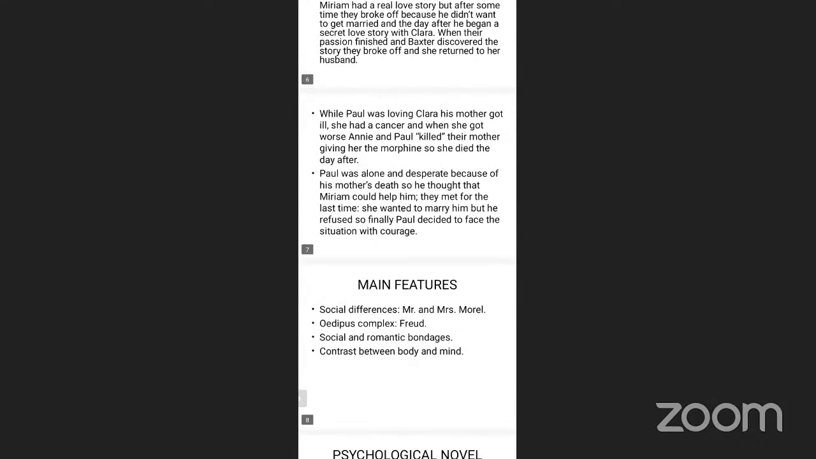Okay, now when their passion finished and Baxter discovered the story, they broke up and she returned to her husband. Now what happened during this time? This Paul is a guy who loves to be as free, as carefree, as irresponsible as he can be. So he used to fly from one flat to another flat. This was the nature of that particular guy, though he has a good fondness towards his mother as well.